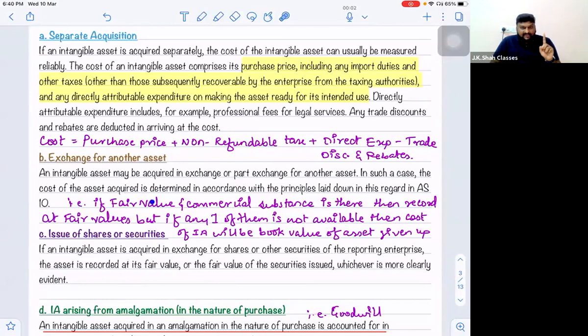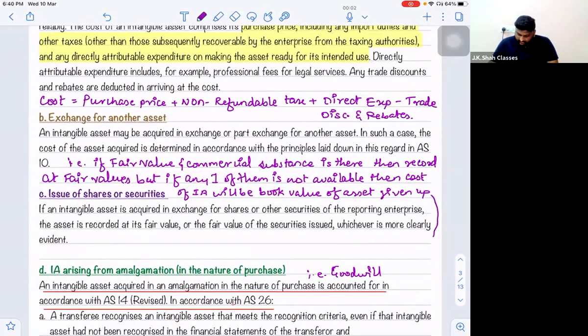That is, if fair value and commercial substance are there, then record at fair values. But if any one of them is not available, either fair value or commercial substance, then the cost of the intangible asset will be the book value of the asset given up, plus or minus boot money exchanged. I was running out of space, that is why I did not write it, or else I'll do one thing. I'll write it over here: plus or minus boot money exchanged.